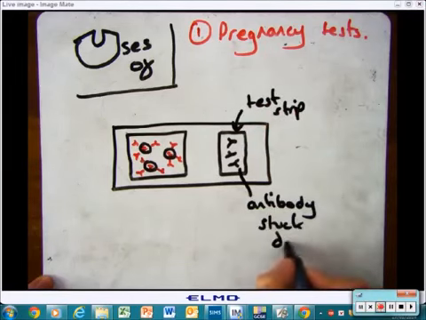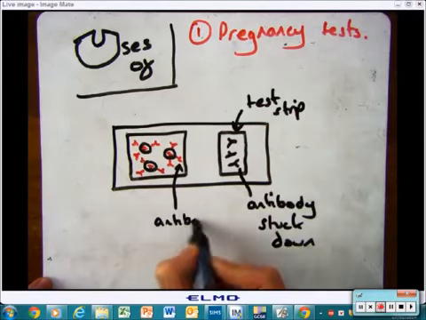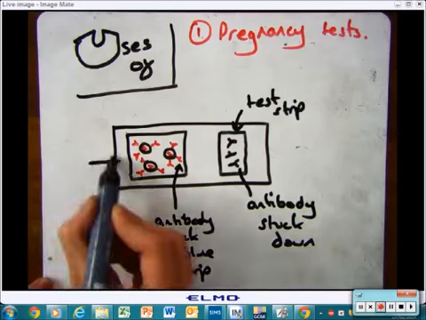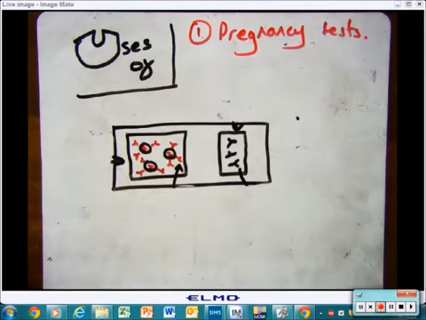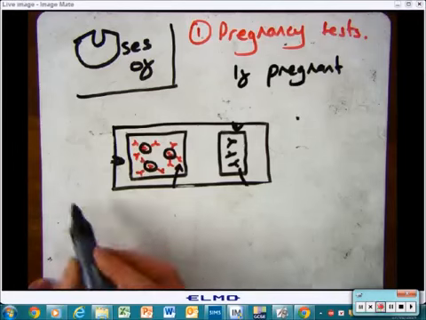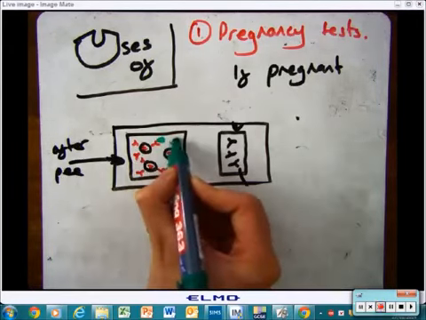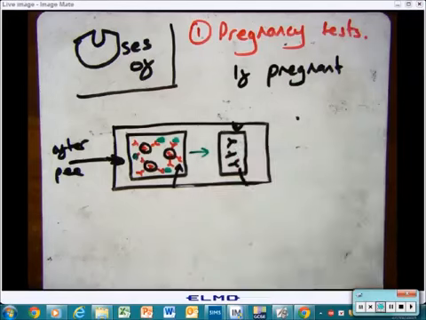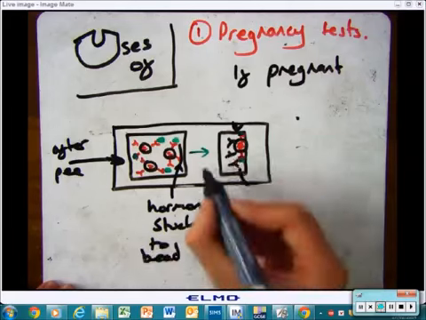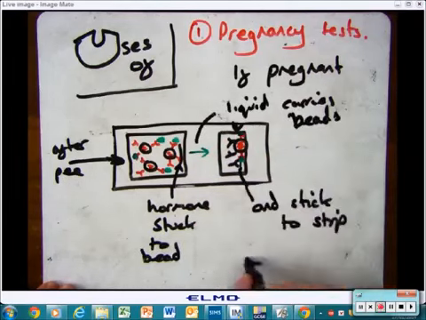On the right it has a test strip which has antibodies stuck down. On the left it has antibodies which are attached to blue beads. So when you pee on it then, if you're pregnant, the hormones that are produced when you're pregnant get stuck to these antibodies. Because the antibodies are stuck to the blue beads, they get carried down the strip to the test area. This test strip will then turn blue, which shows a positive result and shows that you're pregnant.